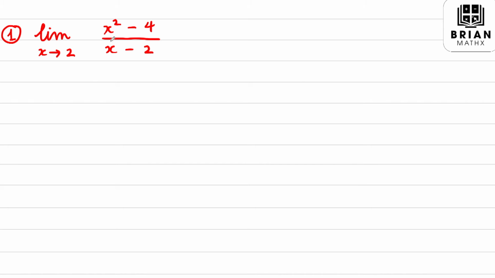Now if I substitute 2 in the function here, you will have 2 squared minus 4, and 2 minus 2 becomes 0 over 0. So this limit has the 0 over 0 form. For this one, you have no idea how to find the limit because you cannot find the result of 0 divided by 0. So the first step is I have to cancel the 0 over 0 form. So how can I work with this?